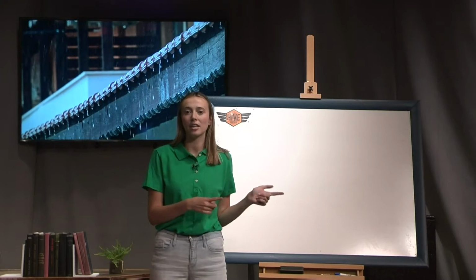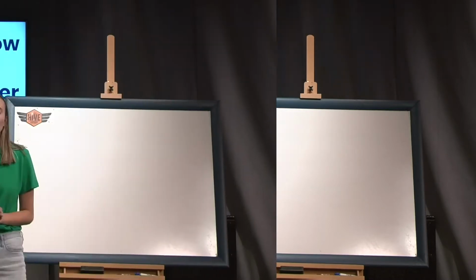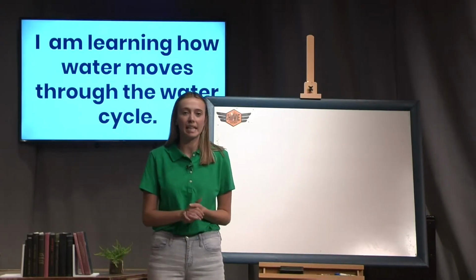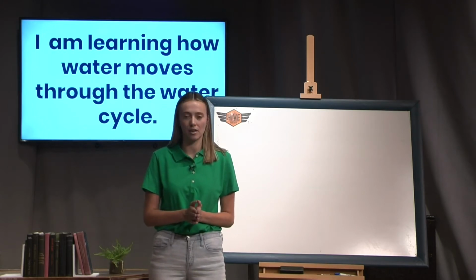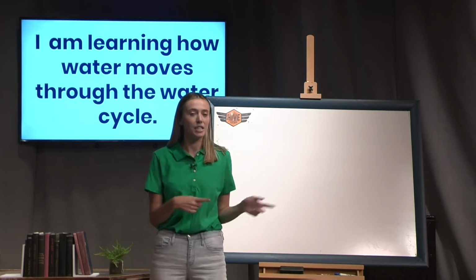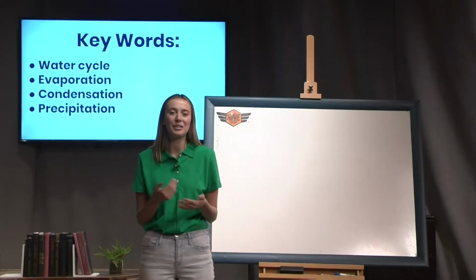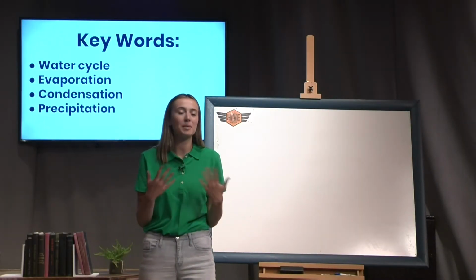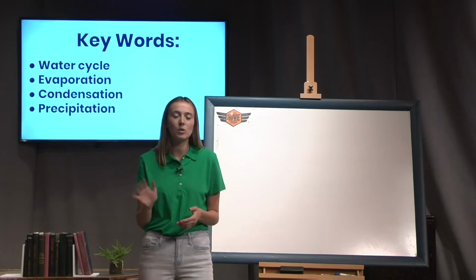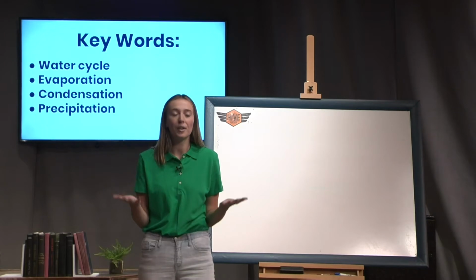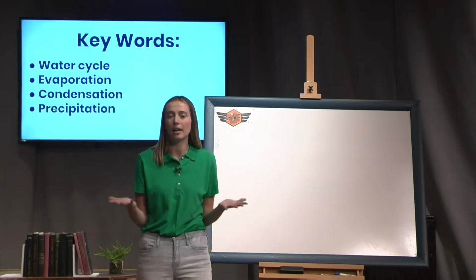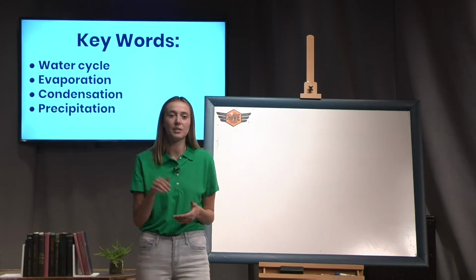Let's slide and go to our learning target for today. Our learning target, if you want to say it with me, is I am learning how water moves through the water cycle. Let's slide to our keywords. Here are our keywords for today. Take your pencil and your piece of paper and write down these keywords because we'll use them throughout the lesson, and you'll need to know what the words are to label a diagram later. So make sure you write down these words.